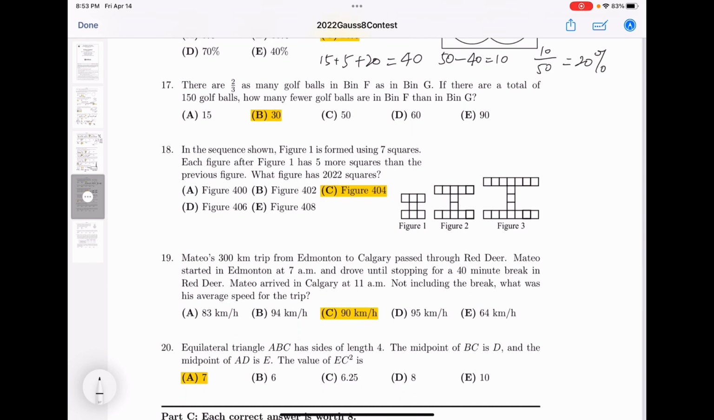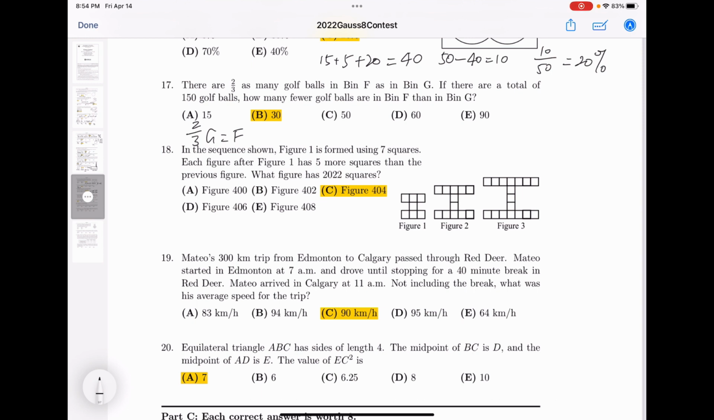17, there are 2 over 3 as many golf balls in bin F as in bin G. If there are a total of 150 golf balls, how many fewer golf balls are in bin F than in bin G? So the question gives us that 2 over 3 G equals F, and F has fewer balls than bin G.